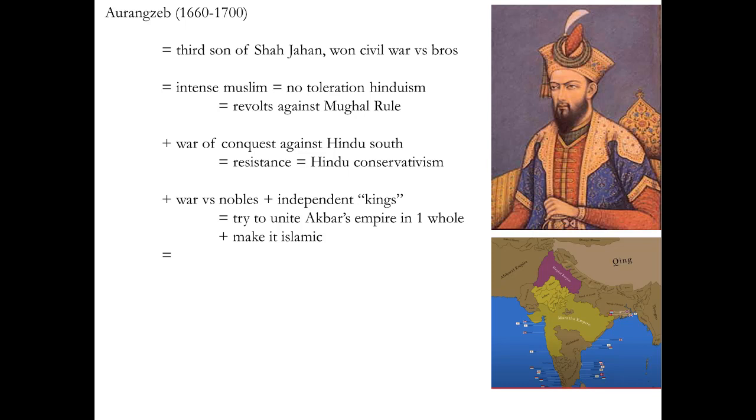So he's going to try to expand the Mughal Empire, right? He's got civil war. He's got a religious civil war. He's got the Reformation going on in his backyard. And he's trying to conquer the rest of Europe at the same time. Plus, he's got war versus nobles and those independent kings that Akbar was cool with as long as they listened to him. So he's trying to unite Akbar's empire into one whole and also make it Islamic.